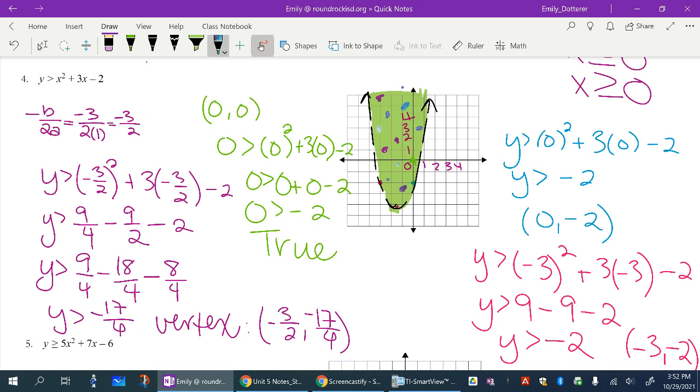If it is a dashed line like what we have here, we cannot pick points that are on our line. If, however, like how we'll have on the next one, we're going to have a solid line for our curve, we could also pick points on that solid line because equal to. So equal, we can have a solution there.